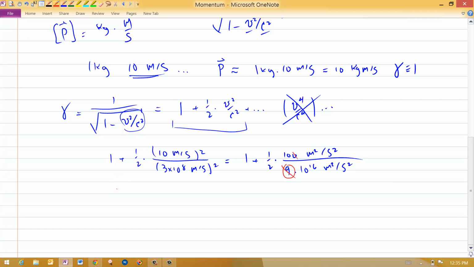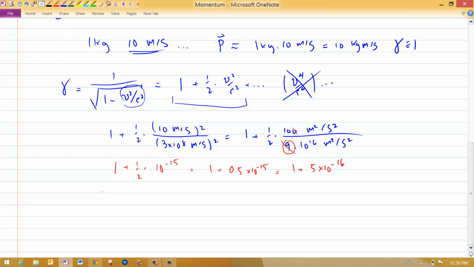So what I have is, my gamma is 1 plus 1/2 times 10 divided by 10 to the 16. That would be 10 to the minus 15. And I can write that as 1 plus 0.5 times 10 to the minus 15. It's the same thing as 1 plus 5 times 10 to the minus 16. So I'm going to write that one down. 1., then 1, 2, 3, 4, 5, 6, 7, 8, 9, 10, 11, 12, 13, 14, 15, and then in the 16th place I put a 5. That is what the gamma is for this 1 kilogram object going at 10 meters per second.